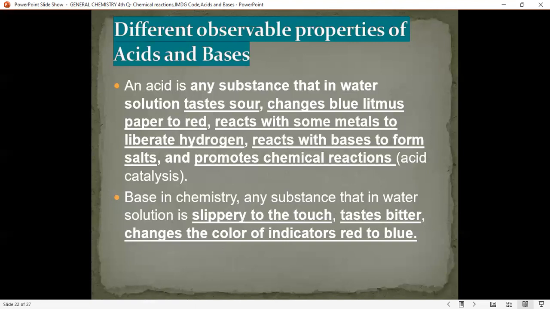So a base in chemistry class is any substance that in water solution is slippery. If you apply it in water solution, it is slippery to touch. So what are examples of slippery to touch? Our soaps, our detergents. So when you apply it in water solution, it becomes slippery. It tastes bitter. Like when you are using shampoo or soap, you may accidentally taste it. Of course, it is not advisable for you to taste it.